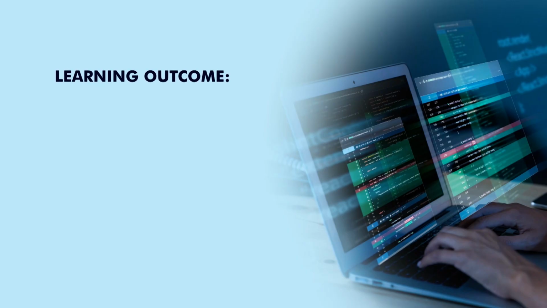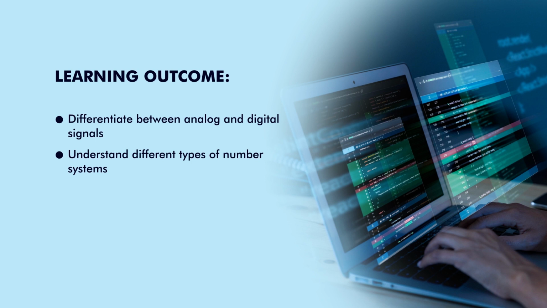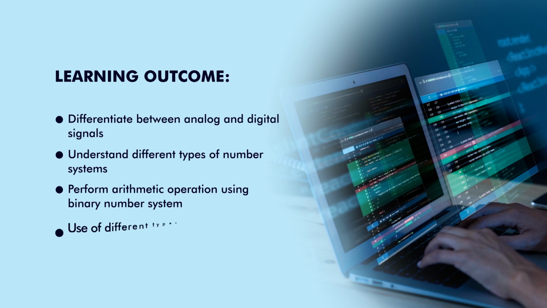On completion of the week 1 course module, the learners will be able to comprehend the following learning outcomes, starting with differentiate between analog, discrete and digital signals, understand the different types of number systems, perform arithmetic operation using binary number system, and use of different types of binary codes.